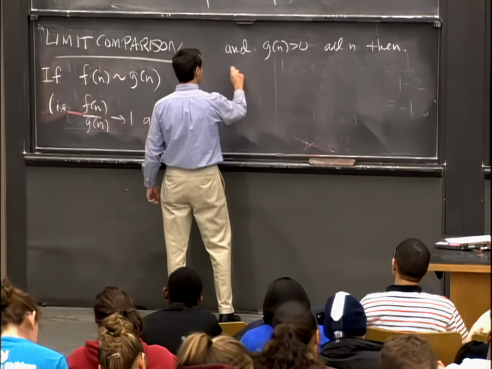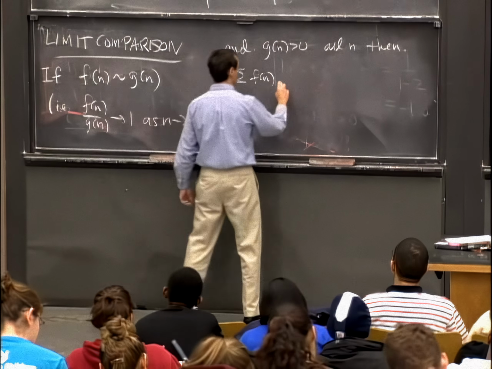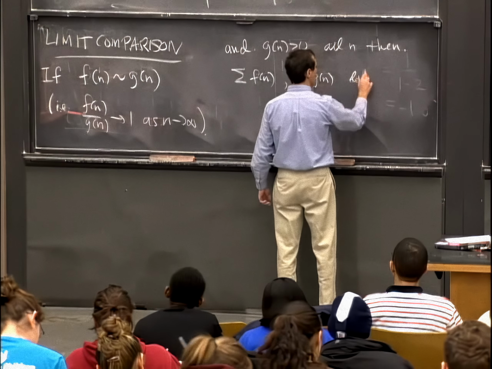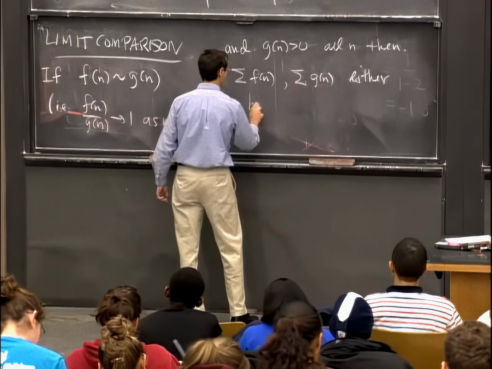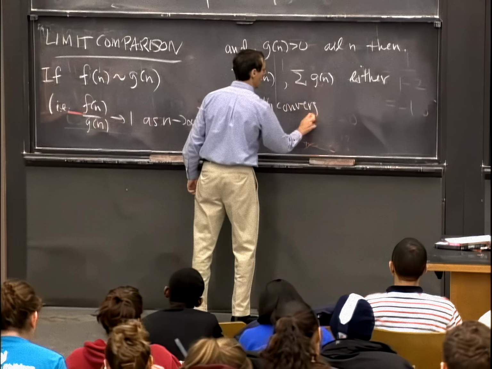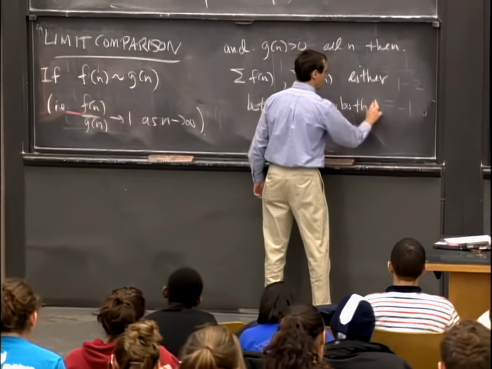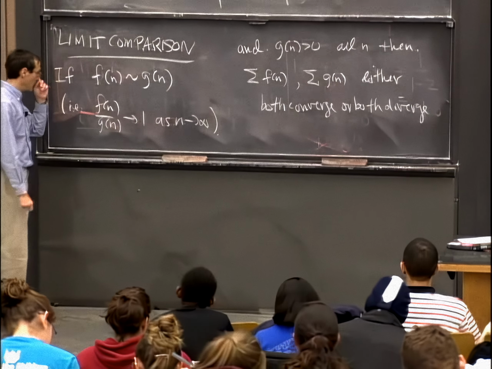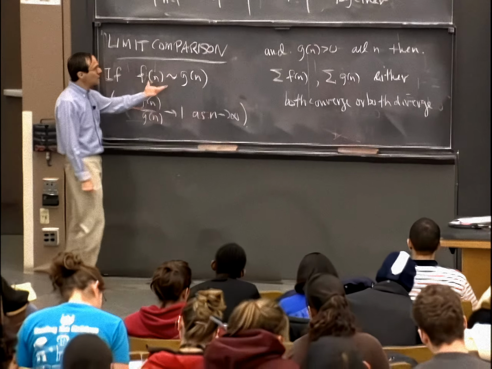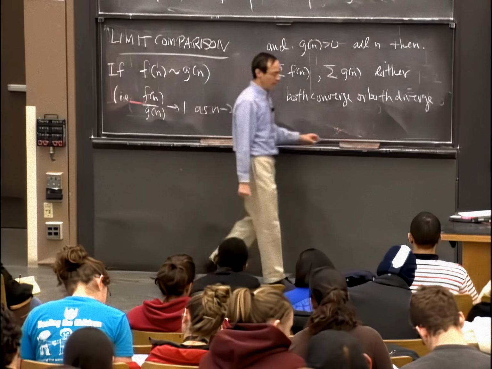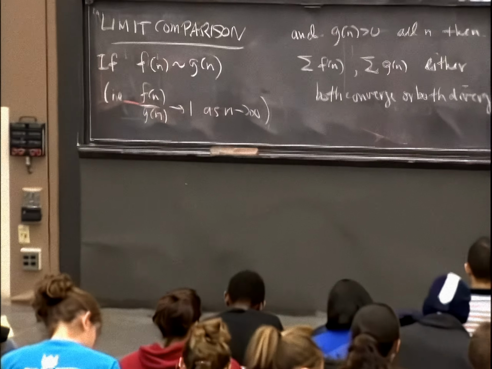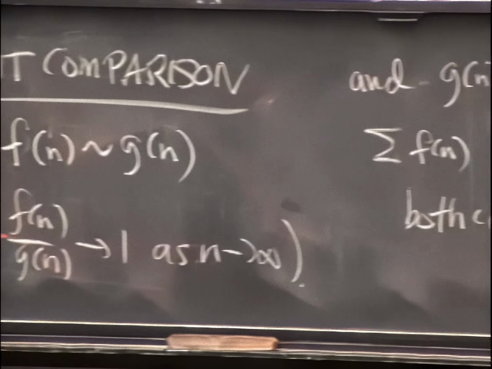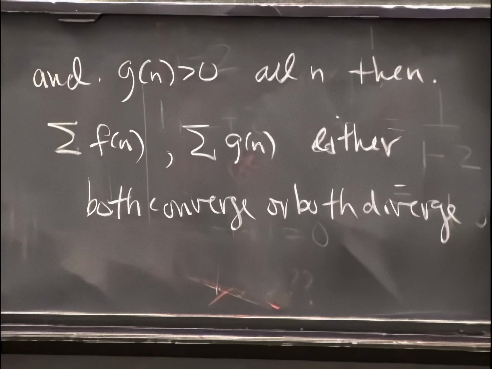Then sum f(n) and sum g(n), same thing as above, either both converge or both diverge. All right. This is just saying that if they behave the same way in the tail, which is all we really care about, then they have similar behavior, similar convergence properties. And let me give you a couple examples.